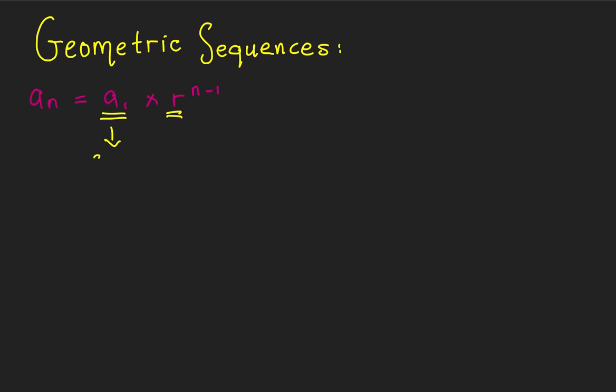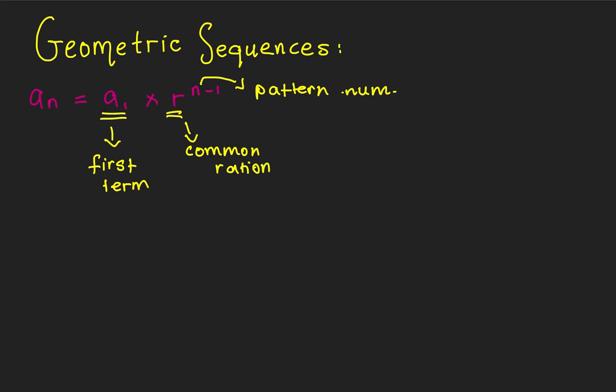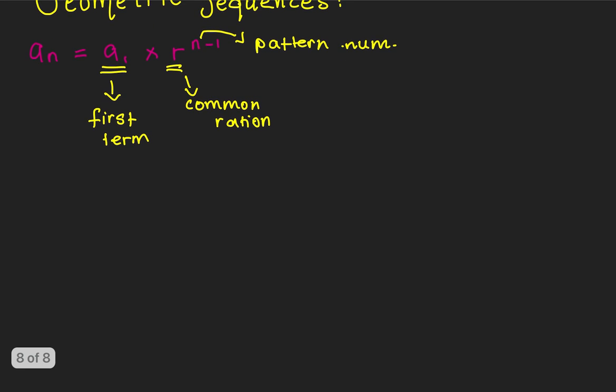So now let's label all of our terms or units. This is the first term. This is the common ratio. And n is the pattern number, the same as usual. Now let's strengthen our understanding of our formula. Let's get into creating the nth term of a geometric sequence.